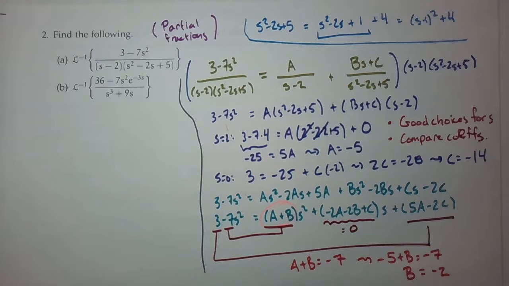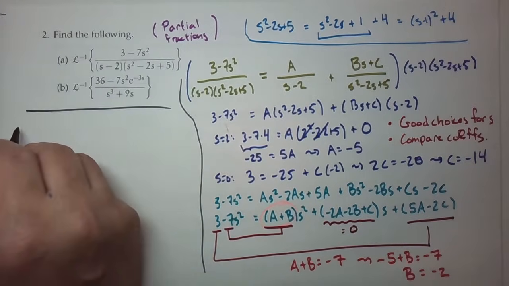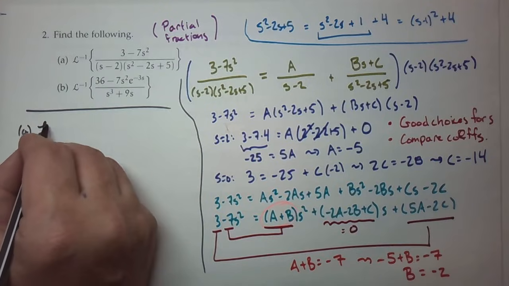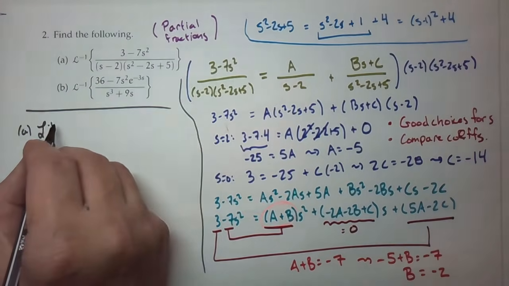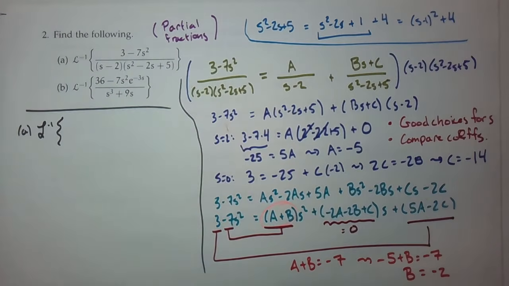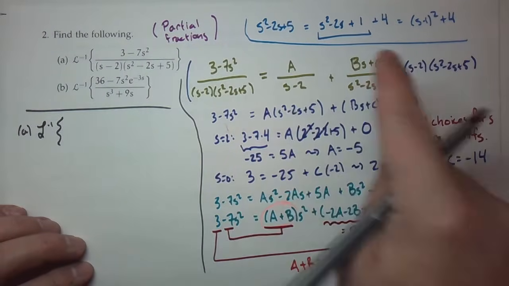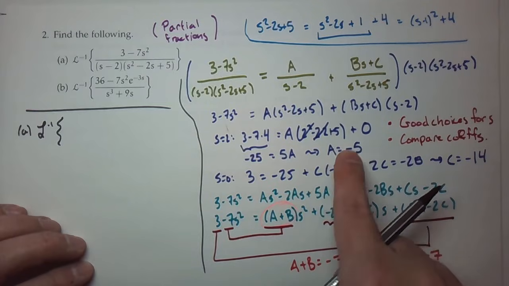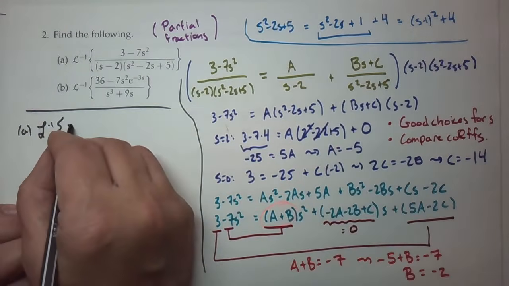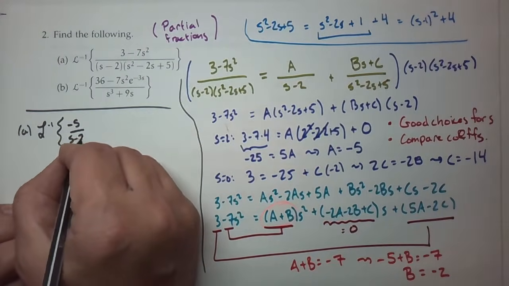So we currently have the following. This is still part A. We can now say that instead of doing this form, partial fractions is letting us pull it apart into easier to work with pieces. So we have that A is, where did we find A? Negative 5. So negative 5 over s minus 2.